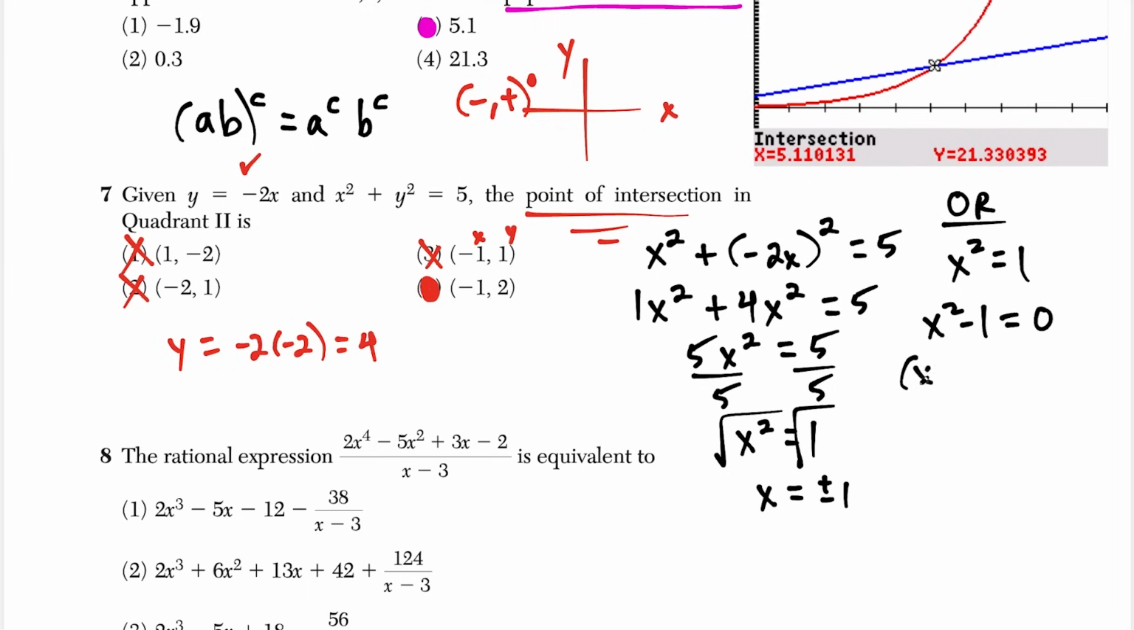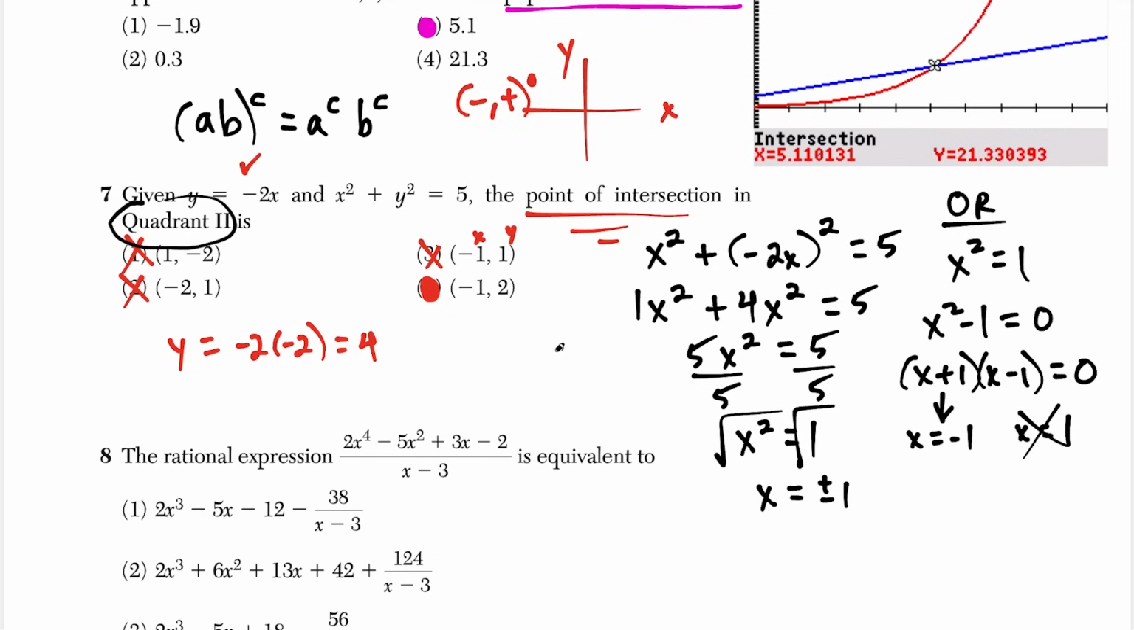And then we could use the difference of two squares factoring and factor this as x minus 1 times x plus 1. And we're going to get a root of x equals negative 1, and a root of x equals positive 1 here. And remember, we have to select the point that's in quadrant 2. So I know my x has to be negative, so I would reject x equals positive 1. And then if we look, we have two answer choices where x equals negative 1.